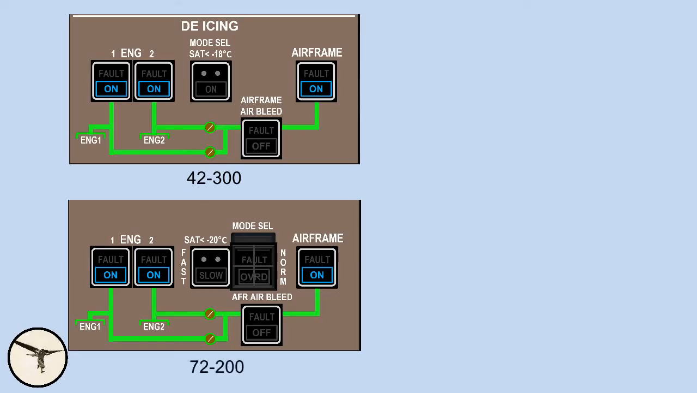The 72-200 introduced the MFC, the multifunction computer, which controls the inflation sequence. In case of MFC failure, you get an amber fault light in the mode select push button. A standby timer will then take over. However, selection between fast and slow modes is still manual.